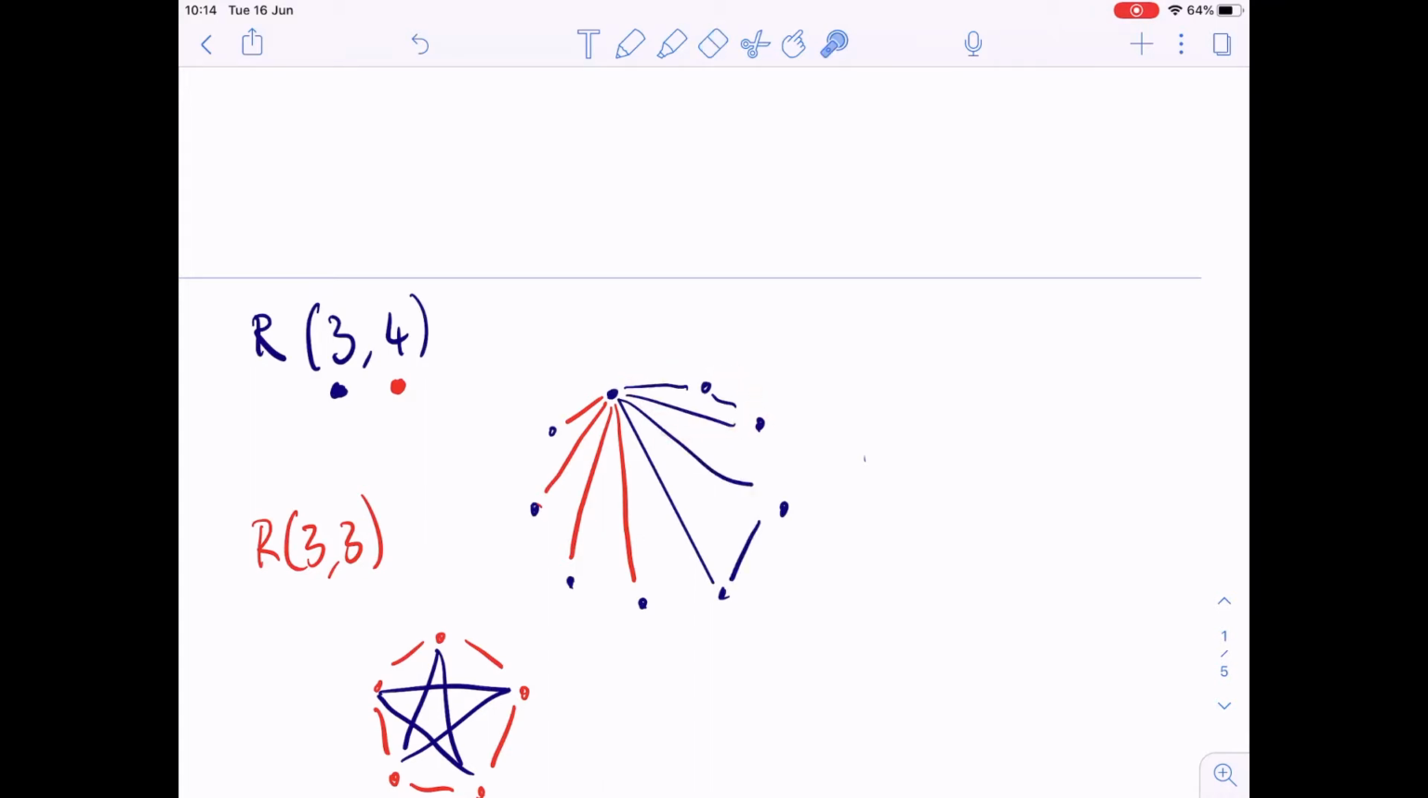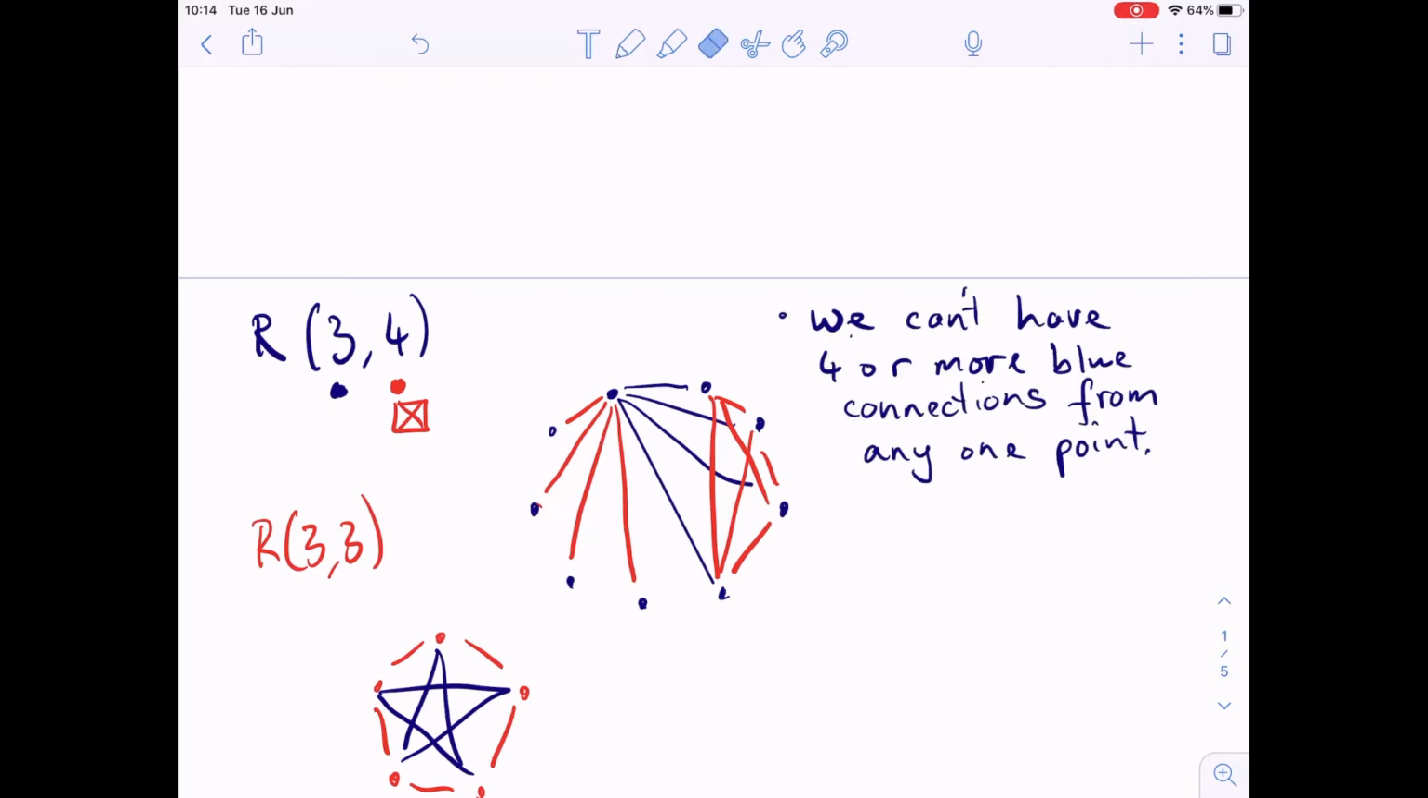a blue triangle there, which means that all 4 of those nodes must be coloured red to prevent a blue triangle. So if I'm trying to come up with a counterexample, all 4 of these nodes must be coloured red, but then we've just yielded this red 4 connection. And this means that we can make the following conclusion. We can't have 4 or more blue connections from any one point. Okay, and this is going to be important for the future.